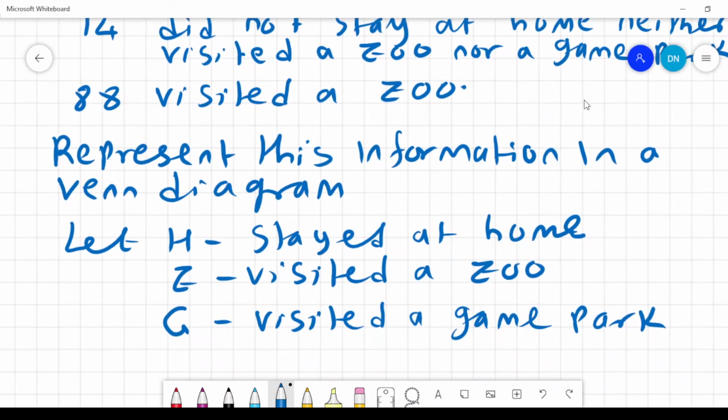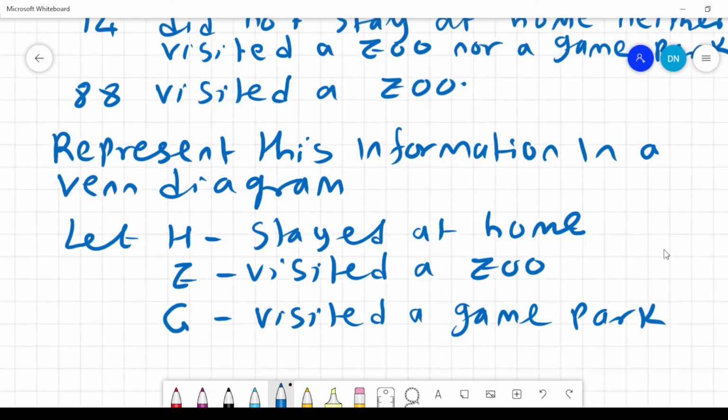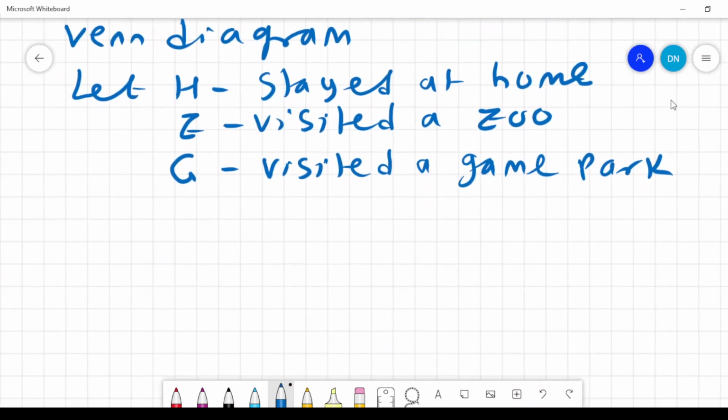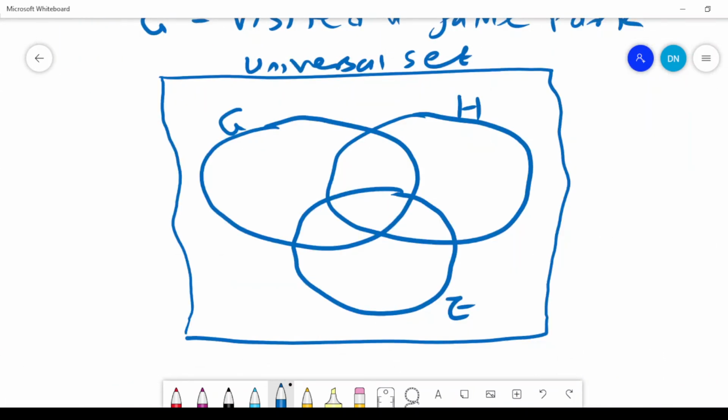What we want to do with that information is represent it in a Venn diagram. For us to do so, we let H be those who stayed at home, Z those who visited a zoo, and G those who visited a game park. So we have our 3-set Venn diagram. We want to start with the information that will make it very easy. We are told that 40 did not stay at home, neither did they visit a zoo nor a game park. So they are outside all of these, so we put 40 outside.